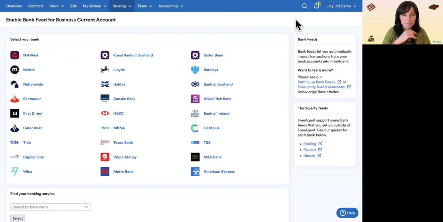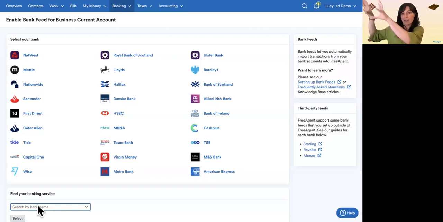Now, as you can see, we've got a whole number of banks. We have feeds with most of the big banks in the UK, including the neobanks. So you can see a big selection here. You can search for further banks here. And once you connect that, it means that all your transactions are pulled into FreeAgent at least once a day. That saves you from having to go to your bank, download the transactions into an Excel, format it all, re-upload it into FreeAgent, and do that on a regular basis. The bank feed will do all that automatically for you, so it saves you a lot of time.